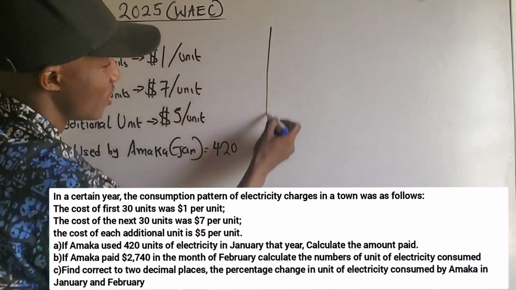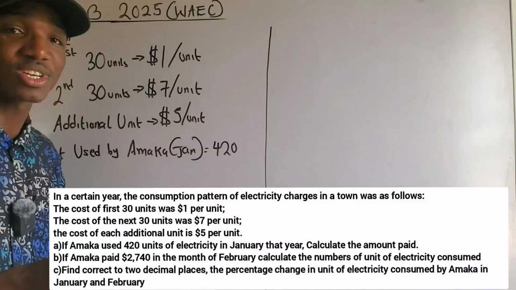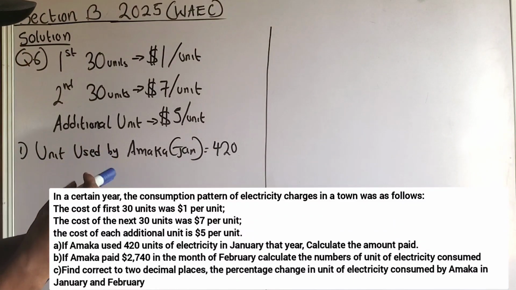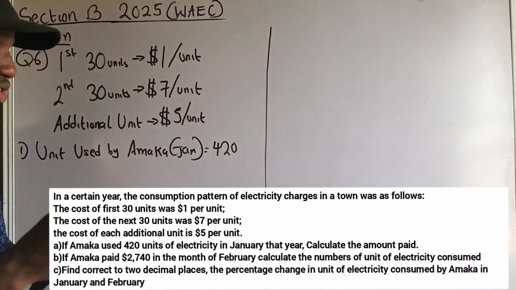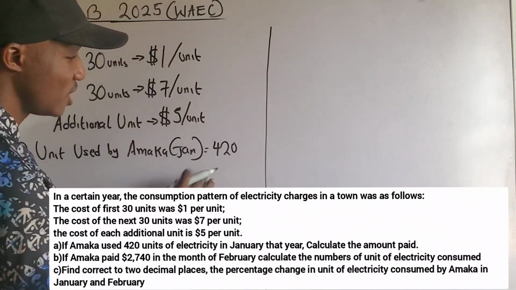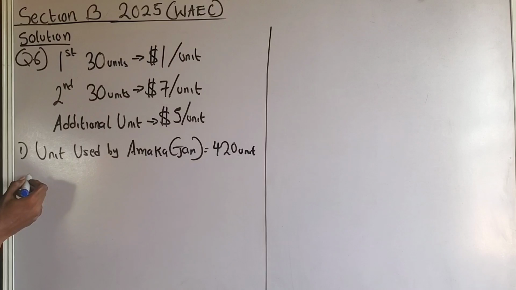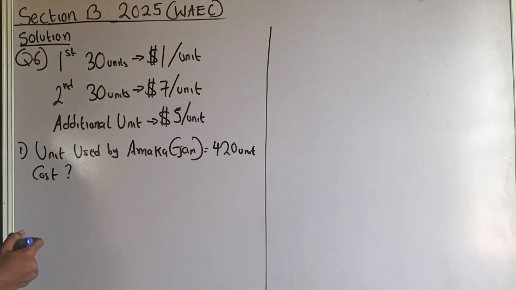The question is simple. This question is a word problem, you understand? But you have to pay attention to the details of the question. So, Amaka consumed this unit in the month of January that year. We are asked to calculate the cost that she paid. Now, listen to me.